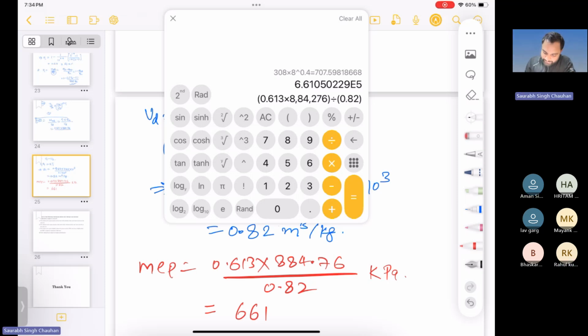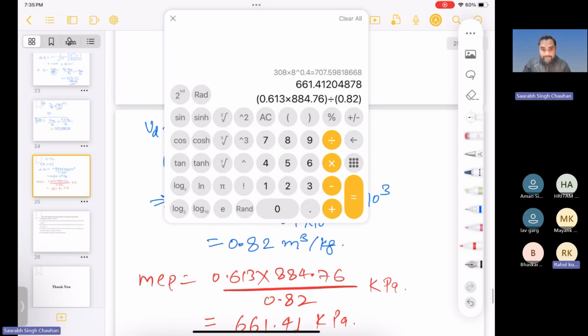I think we made some mistake. Typing mistake in the calculator. 884.76 divided by 0.82 is 661.41. Now is it right? Yes, sir. Still the same answer, 661.41. Okay. So this kilopascal value should be the mean effective pressure.